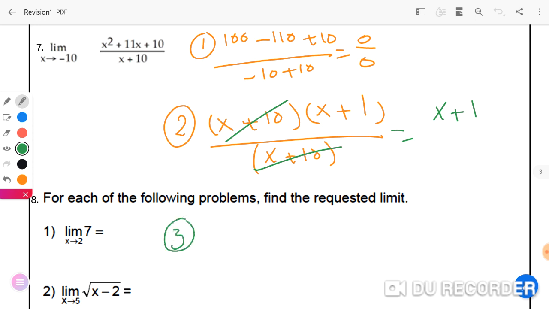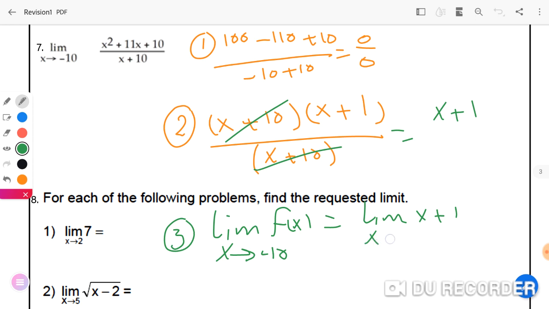Page 3, the limit of f of x when x approaches negative 10, it will be the limit of the redefined function when x approaches negative 10. It will be negative 10 plus 1, it will be negative 9. I hope you understand. Clear or not clear? It's so trivial, okay?